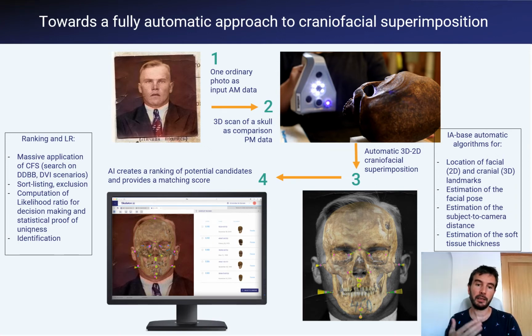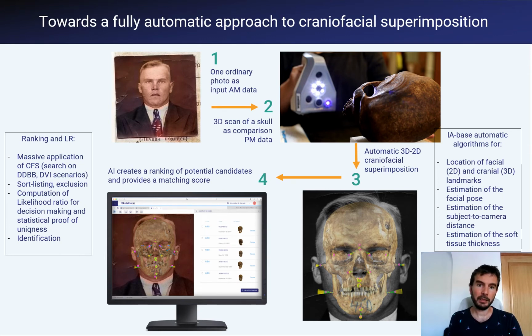First, the selection of facial photographs and the automatic location of cephalometric landmarks in all of them. At the same time, we automatically perform subject to camera distance and facial pose estimation. Second, we scan the skulls and the mandibles separately and locate craniometric landmarks in all of them. After this, we also automatically estimate soft tissue depths.